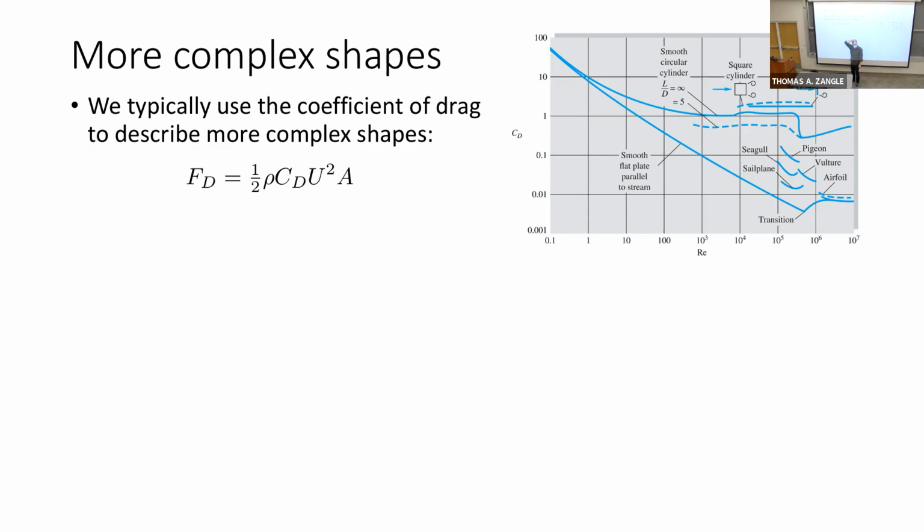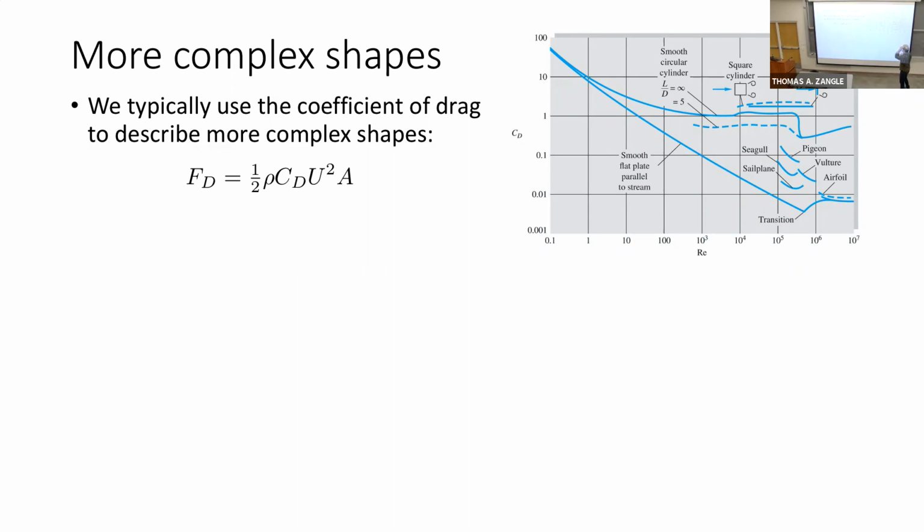And so in the case of a nice teardrop shape, you can come up with an analytical solution. It is still a little bit more complex. So we typically use the coefficient of drag to describe more complex, real world shapes. We're going to say the drag force is 1/2 rho times CD times the area times the velocity squared.